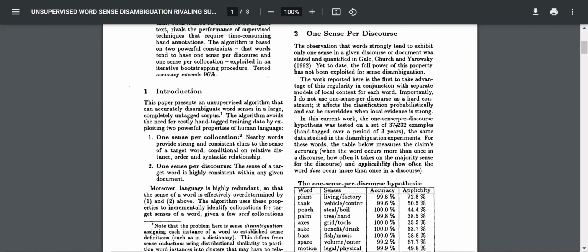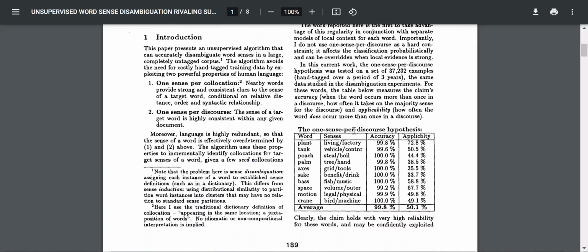In this current work, the one sense per discourse hypothesis was tested on a set of 37,232 samples hand-tagged over a period of 3 years. The same data studied in the disambiguation experiments. For these words, the table below measures the claim's accuracy. So the claim's accuracy is: when the word occurs more than once in a discourse, how often does it take on the majority sense for each discourse? And applicability: how often does the word appear more than once in a discourse, right?